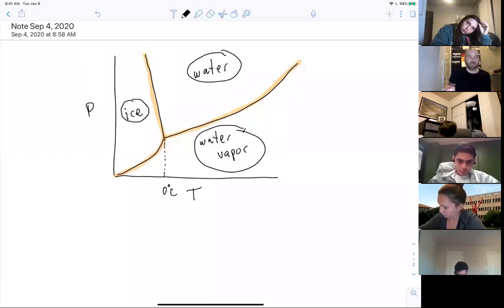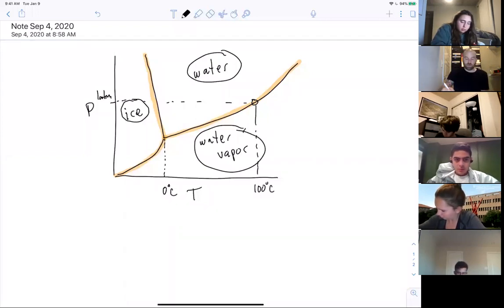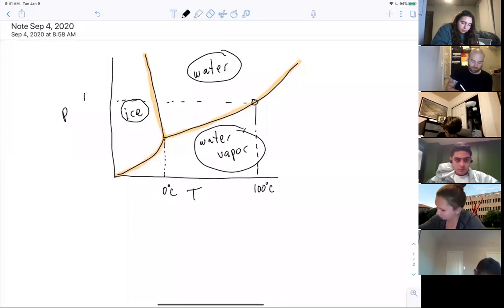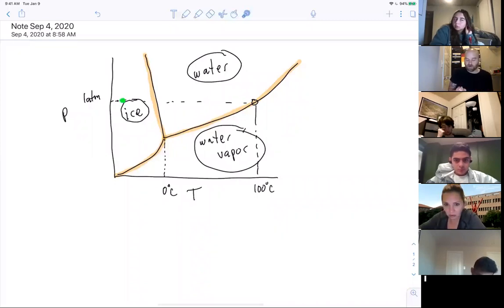If you're given a particular pressure, let's say normal atmospheric pressure, it would be right there, and that would put this at 100 degrees Celsius. One way to look at these is, if you're given a particular pressure and temperature, you can say what phase the substance you're looking at will be in. For us, we're at 1 atmosphere, so you're always going to be looking right around here, unless you're way up in the mountains.